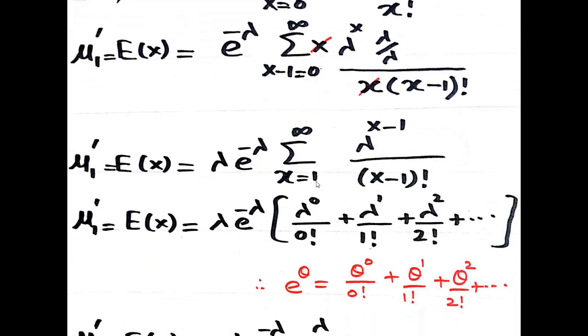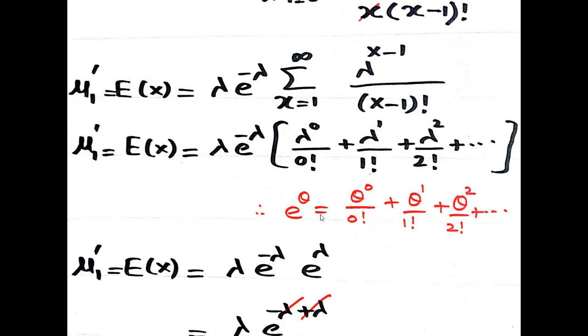So again expand x from 1 to infinity: lambda power 1 minus 1, that is 0, over 1 minus 1, that is 0 factorial, plus put here 2 minus 1, that is 1, lambda power 1 over 1 factorial, plus 3 minus 1, lambda square over 2 factorial, plus so on. Compare this equation with this: e power theta is equal to theta power 0 over 0 factorial plus theta power 1 over 1 factorial plus theta power 2 over 2 factorial plus so on. So we write it as e power lambda according to this.